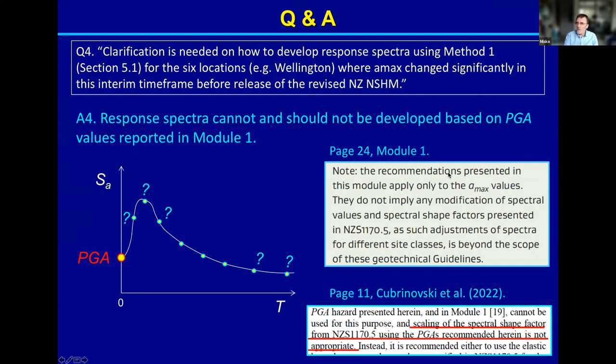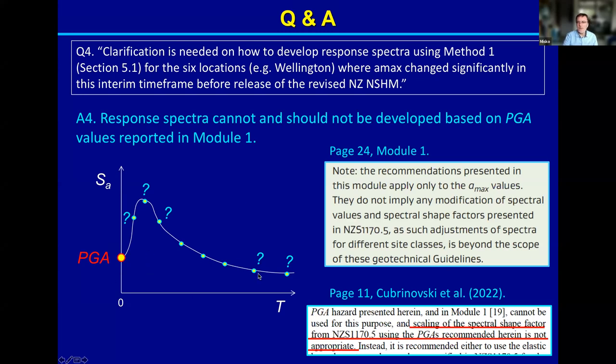Note, the recommendations presented in this module apply only to the maximum acceleration values. They do not imply any modification of spectral values and spectral shape factors presented in NZS 1170. Such adjustment of spectra for different site classes is beyond the scope of these guidelines. In the accompanying paper, PGA hazard presented in Module 1 cannot be used for that purpose, and scaling of the spectral shape factor from NZS 1170 using the PGA values recommended here is not appropriate.